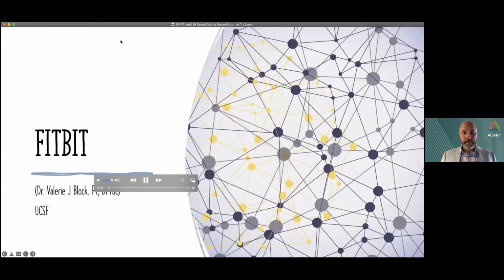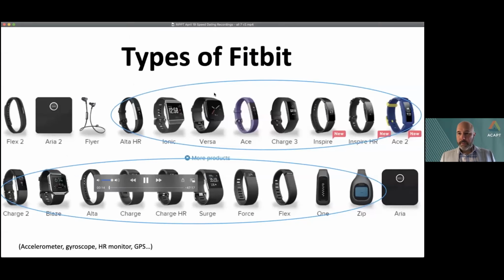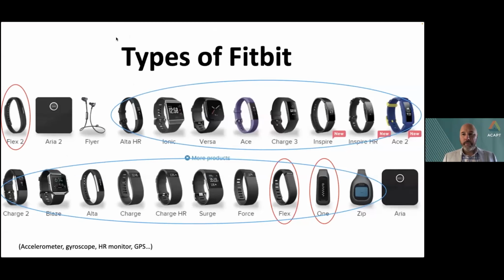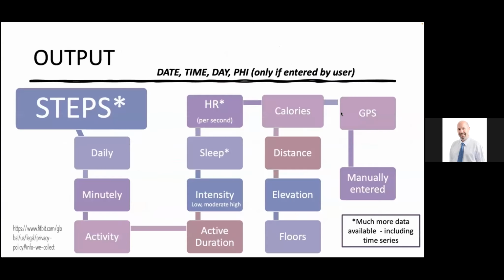Hi, my name is Valerie Block, and I'm going to talk about the Fitbit today. There are many different types of Fitbit, which include accelerometer, gyroscope, heart rate monitors. Some of them have GPSs. I've personally worked with the ones that are probably museum pieces now, which are the Flex 2 and the Flex 1, which has actually been shown to be the most accurate at measuring step count in the population that I've been working with, which is people with multiple sclerosis.